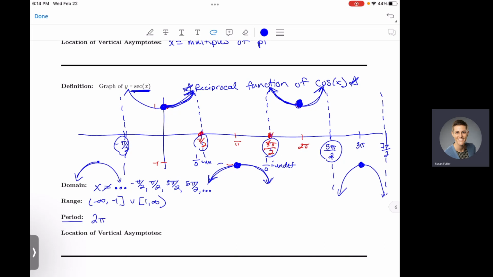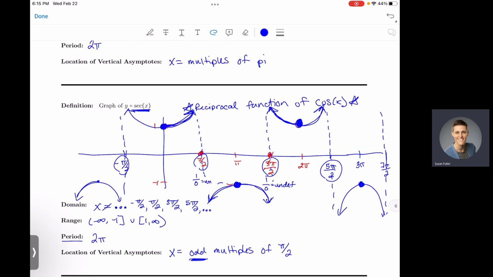And then the location of my vertical asymptotes, these are x equals the odd multiples of pi over 2. And it's only the odd multiples because if I took pi over 2 and multiplied by an even number, say pi over 2 times 2, that becomes 2 pi over 2, which is pi. And I don't have an asymptote at pi. So that's why it's the odd multiples, because it's only the places where I multiply pi over 2 by an odd number. Okay, so the vertical asymptotes happen at the odd multiples of pi over 2.